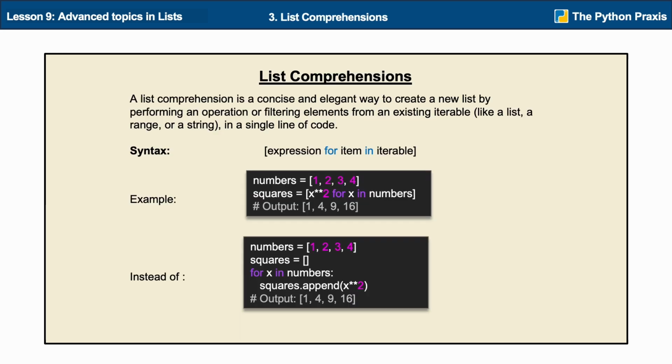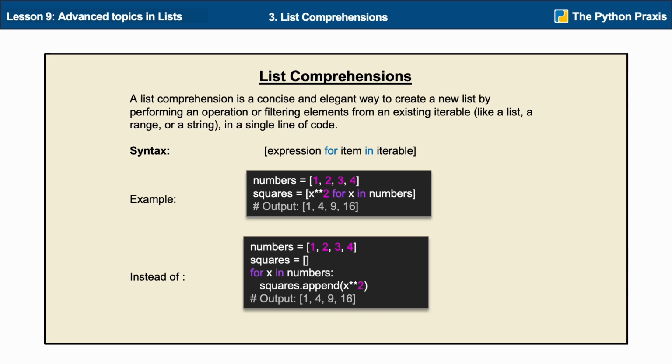Now comes one of Python's most refined features, list comprehensions. A list comprehension is a concise and elegant way to create a new list by performing an operation or filtering elements from an existing iterable, like a list, a range, or a string in a single line of code. The syntax is, we start the line with an expression followed by the keyword for. Then comes the item, a variable name followed by the keyword in, and last is the name of the iterable. All in one line.